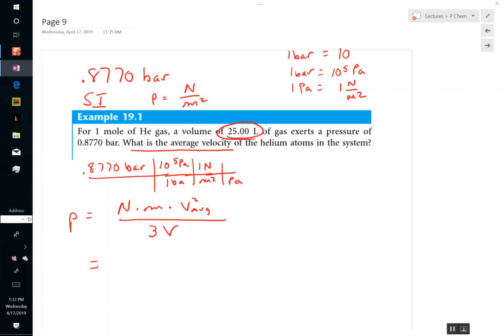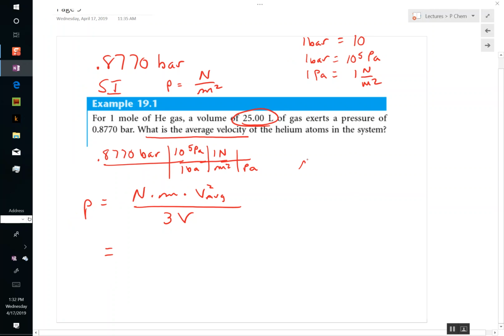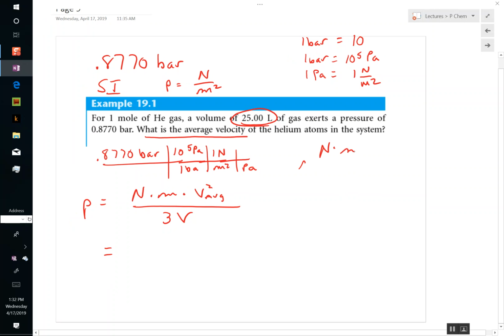Well, yeah, N times m, so Avogadro's number times the mass of one particle is going to be its molar mass, right? Avogadro's number times the mass of the individual helium atom is going to be the molar mass of helium. And you should put that in terms of kilograms per mole to stick with SI units.